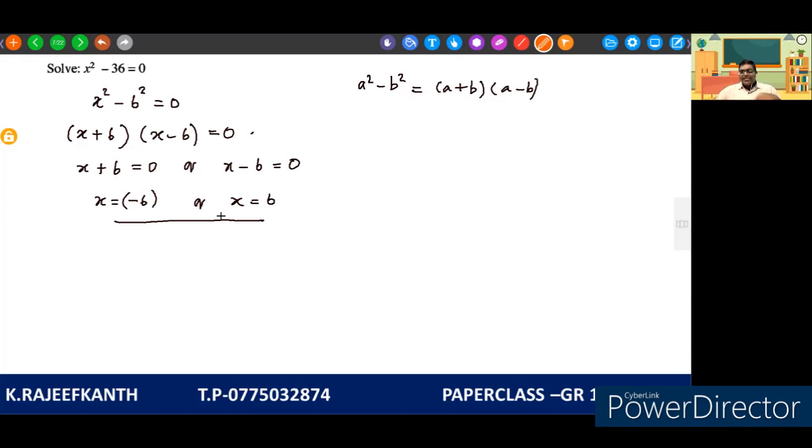So this is one way. In another way, we can write x squared is equal to 36, because I moved this minus 36 to the other side of the equal sign. Otherwise, we can think in another way: we can add 36 to both sides. Then we get x squared is equal to 36. Now we can take the square root of x squared and 36. The square root of x squared is equal to x. The square root of 36 is equal to plus or minus 6. In this way also we can find two answers, plus 6 and minus 6. So in these two ways, you can solve this equation.